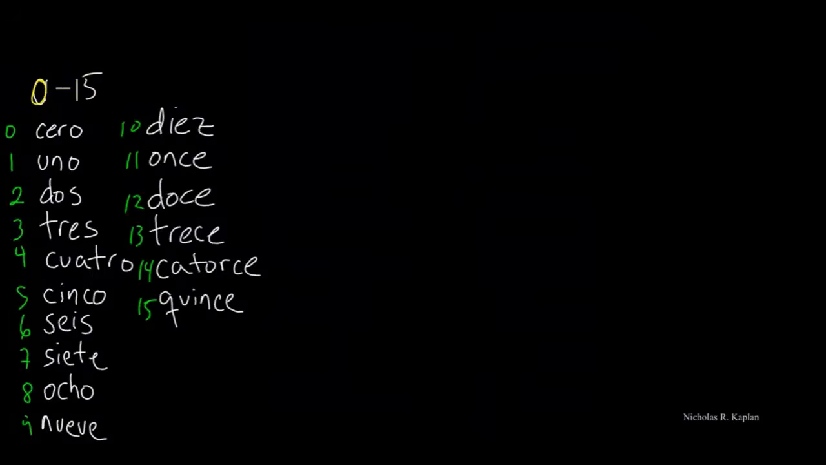When we're working with the numbers 0 to 15, 0, 1, 2, 3, 4, 5, 6, 7, 8, 9, 10, right? And going all the way down to 14 and 15, they work just as you see them right there. So if you wanted to say, I have 12 chickens, I don't know, do you have 12 chickens? I don't, but let's just say I did. I would say tengo 12.